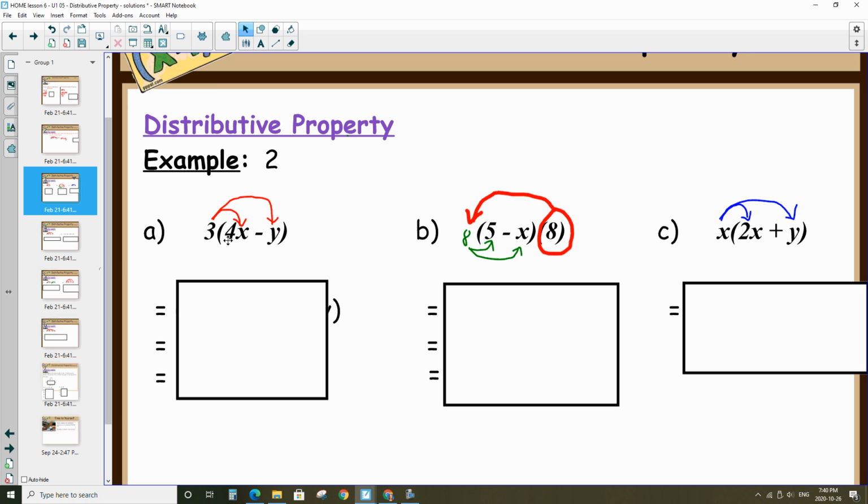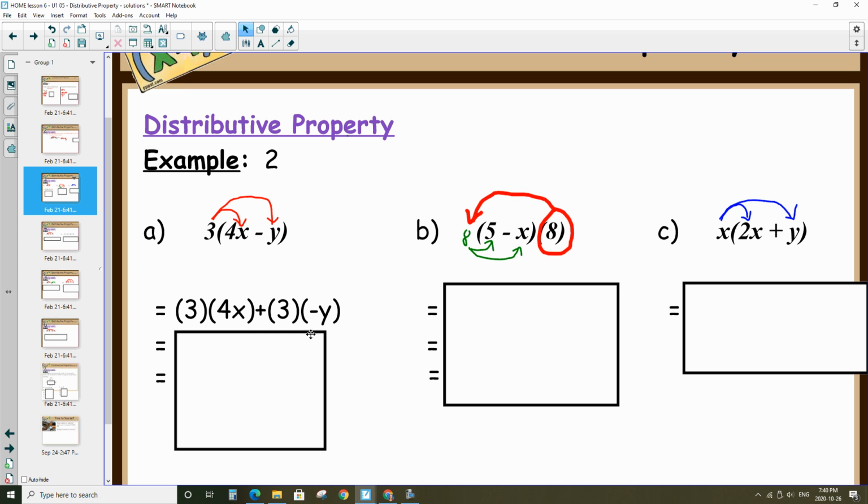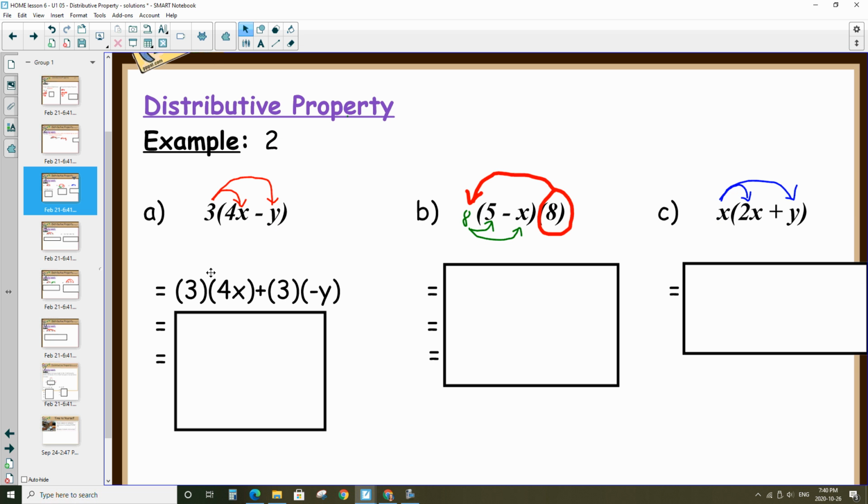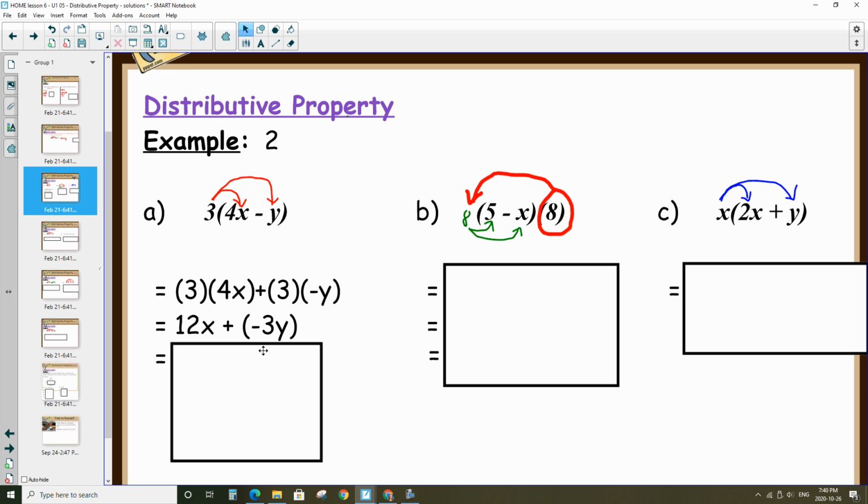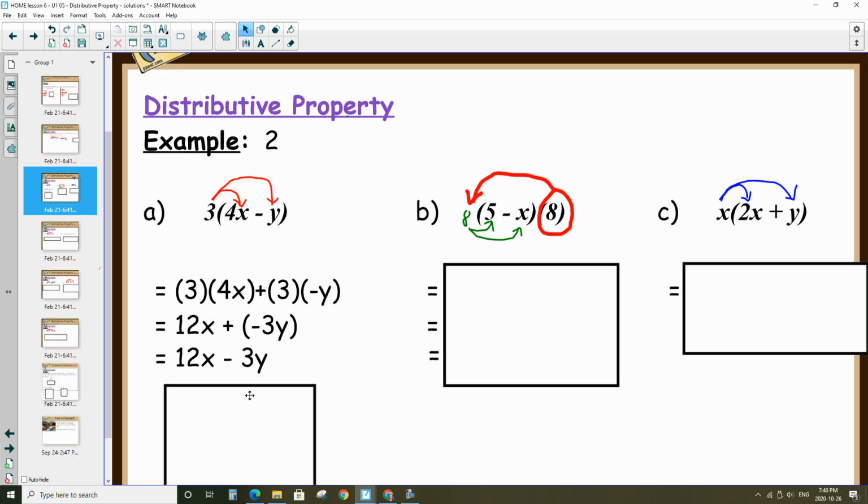Next example, here we have 3 multiplied by 4x minus y. So we will multiply 3 times 4x and 3 times negative y. And notice how I'm showing my step of what I'm doing. 3 times 4x is 12x, and 3 times negative y is negative 3y. I've just eliminated the brackets here because we have a positive and a negative next to each other. When that happens, you can make that a negative sign. If we have 2 negatives beside each other, we can make that one big positive.